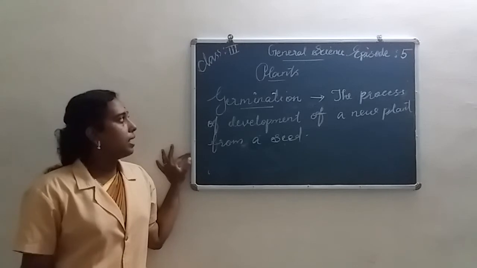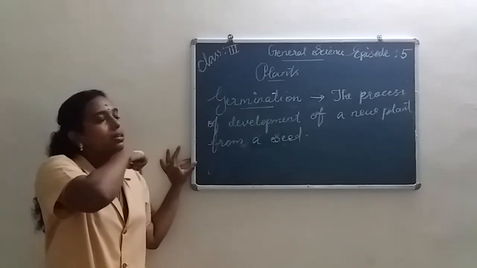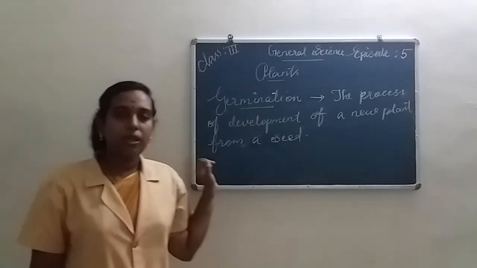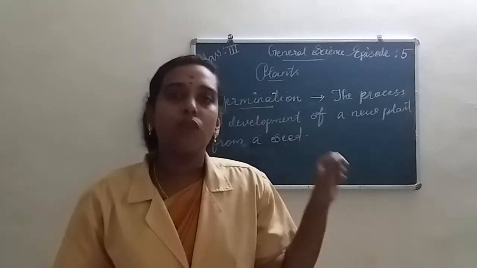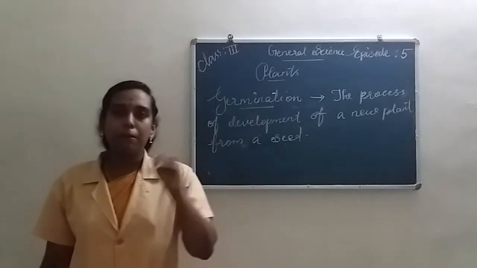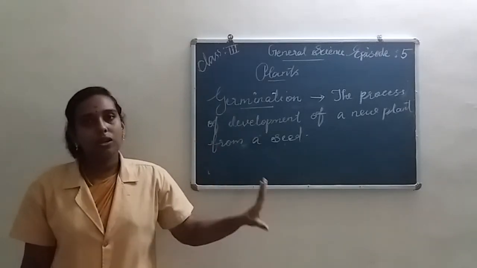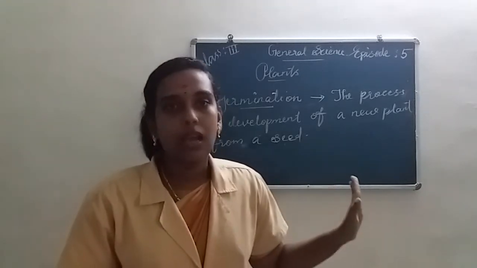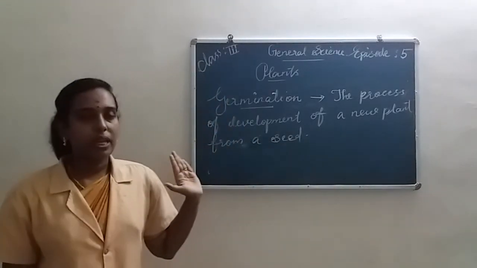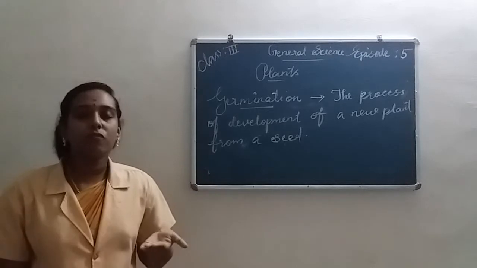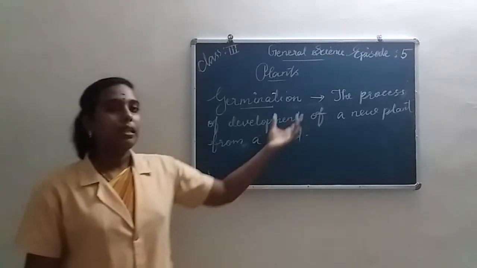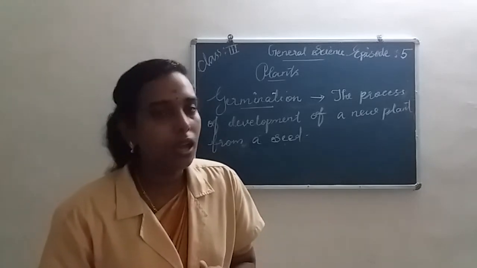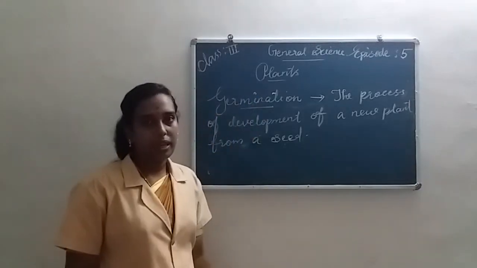Okay, so we studied photosynthesis and another term, germination. Photosynthesis means the leaves prepare food by using water and carbon dioxide in the presence of sunlight. It's a process of making food by plants. And germination means development of a new plant from a seed.